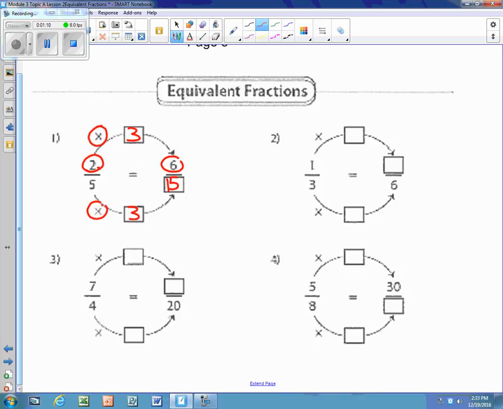Over here, we have denominators that are there. So we ask ourselves, what did we do to the 3 to get to 6? We multiplied by 2. So 3 times 2 is 6, so I have to multiply by 2 up here, and 1 times 2 is 2.